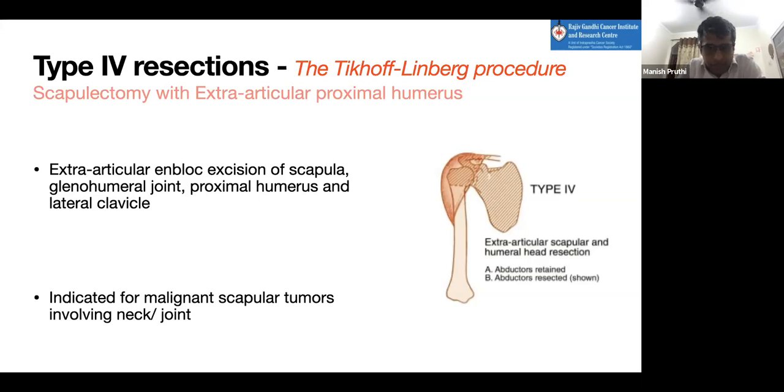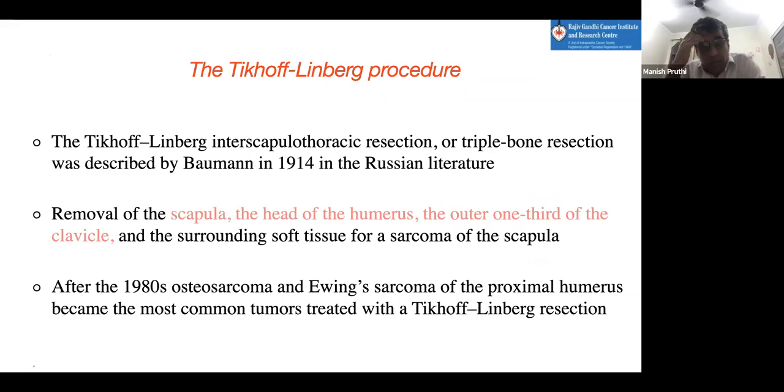glenohumeral joint. So what is the Tikoff-Lindbergh procedure, and when was it described? It was initially described in the Russian literature as an interscapulothoracic resection or triple bone resection by Baumann et al. But then Tikoff was the one who popularized it and did 3 cases, and Lindbergh actually published the first series in the Western literature, or the English literature. So that is why it is called the Tikoff-Lindbergh procedure.